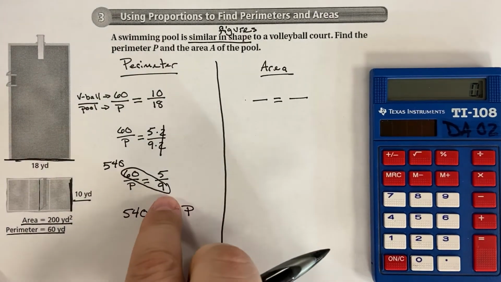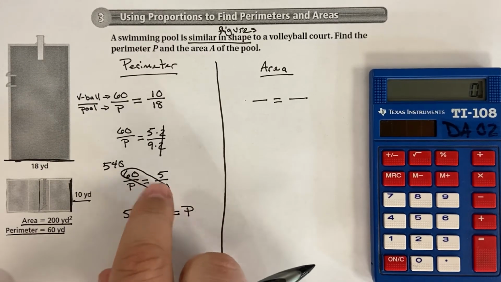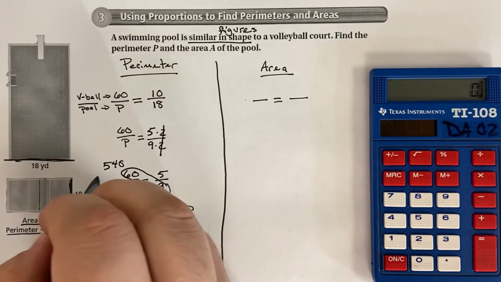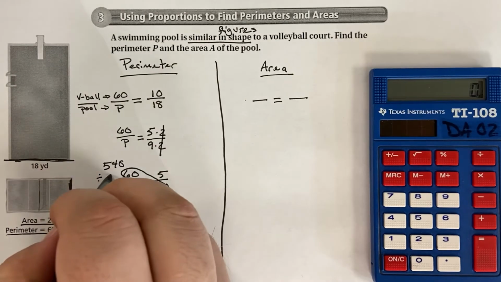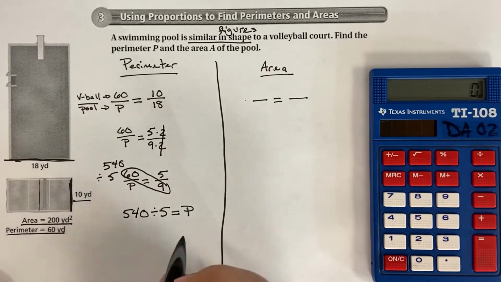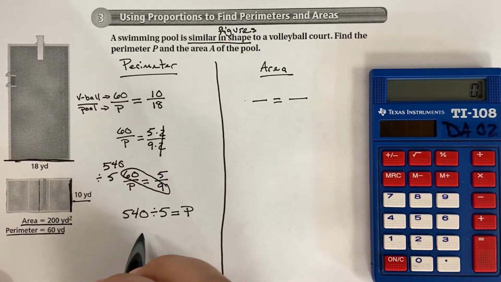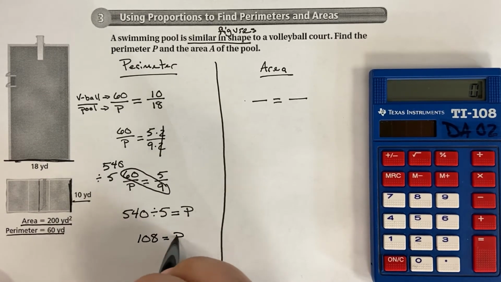So all I'm doing is the same thing I've done before with proportions. I'm first cross multiplying and then I'm dividing by what's left. And both of those end up leading me to get an answer of 108 is equal to my perimeter.